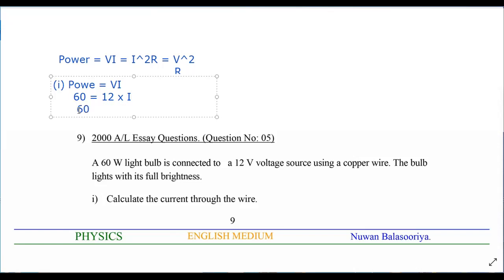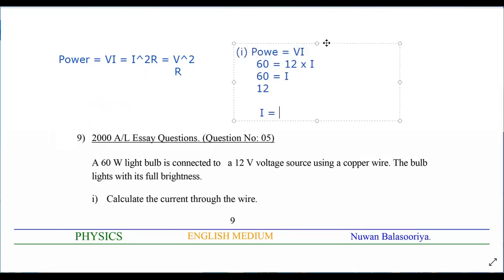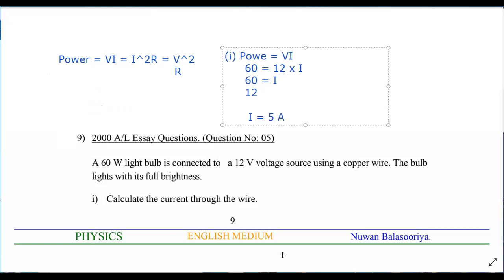If I take 12 to the side of 60, multiplication 12 will be division 12, right? And then it is equal to I. What is 60 divided by 12 here? Somebody unmute the mic and tell me what is 60 divided by 12. Five. That is the current flowing through the bulb. Please do not forget to write the unit, 5 ampere. Complete the answer here, quick.